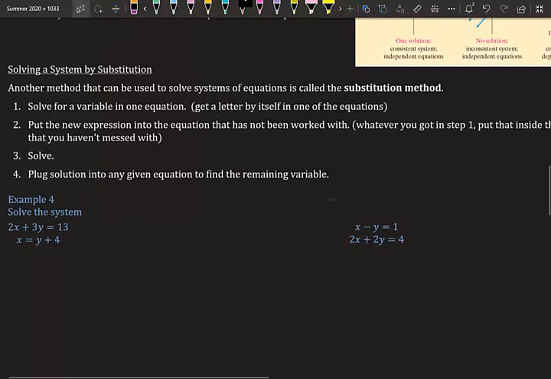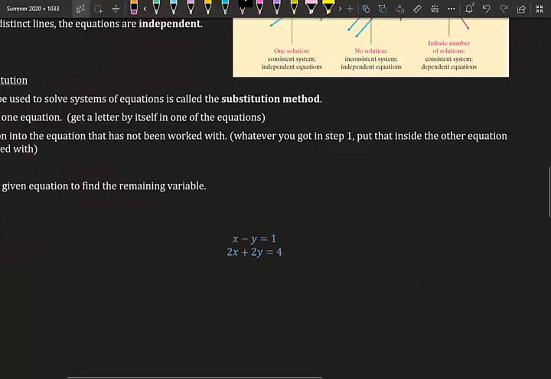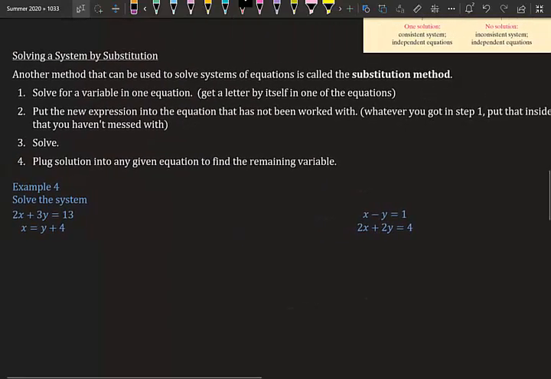The first step is to solve for a variable in one equation, meaning get a letter by itself in one of the equations. Put the new expression into the equation that has not been worked with, meaning whatever you get in step 1, put that inside the other equation that you haven't touched. Solve. Plug whatever you solve into any equation, and find the remaining variable, any given equation.